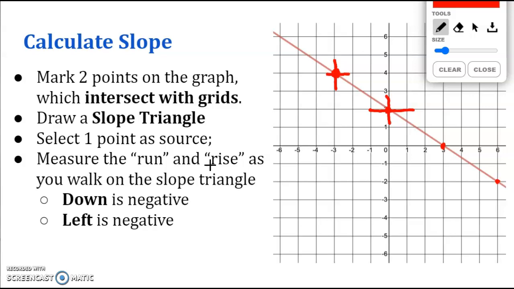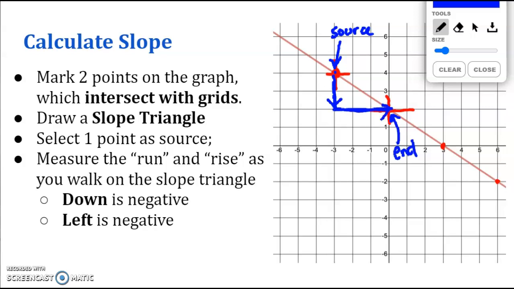Now it says to draw the slope triangle. So I can draw my slope triangle like so. I'm choosing this point here and this point here. And select 1 point as source. So I am going to choose this as the source, and I am going to end up here. This is my end point. So that means to get from the source to the end, I need to go downwards, and then I'm going to go to the right.